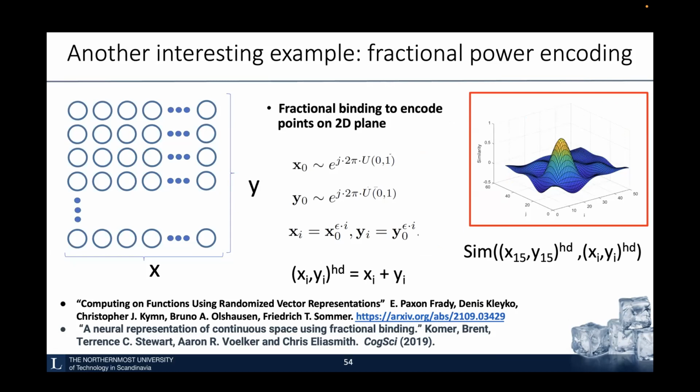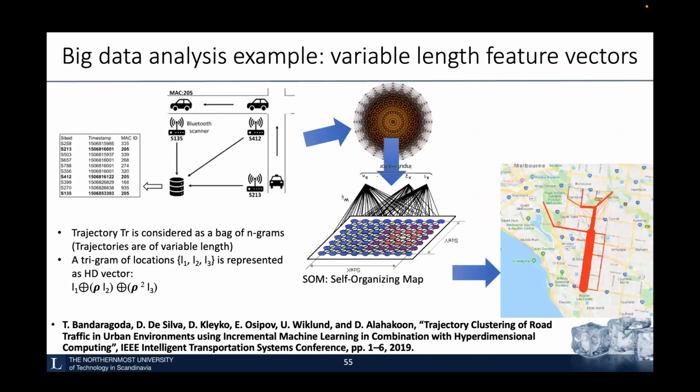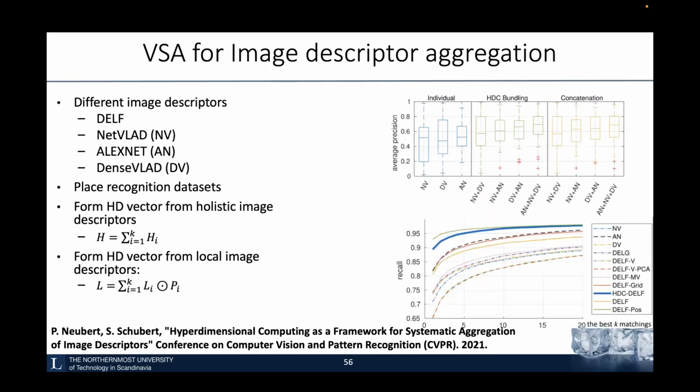Using this kind of algebra, you can also encode continuous spaces, or practically you can use it for encoding a certain coordinate system. What is it useful for? Again, maybe this is a good example. Again, state of the art from 2021, and it is about the visual place recognition task in robotics.